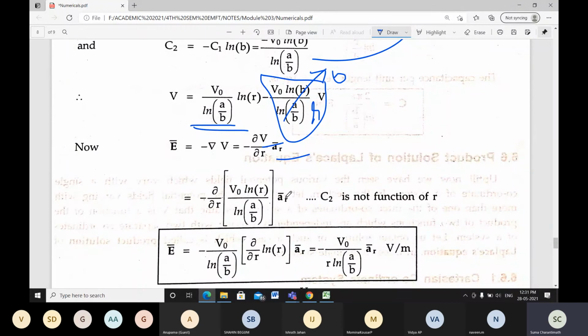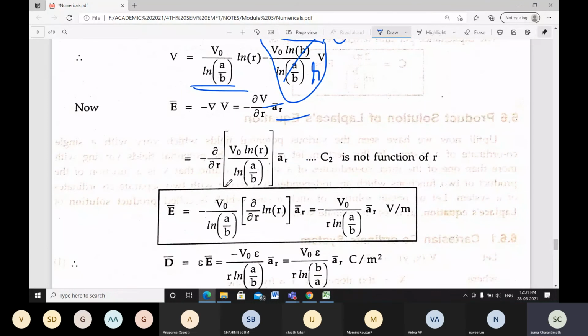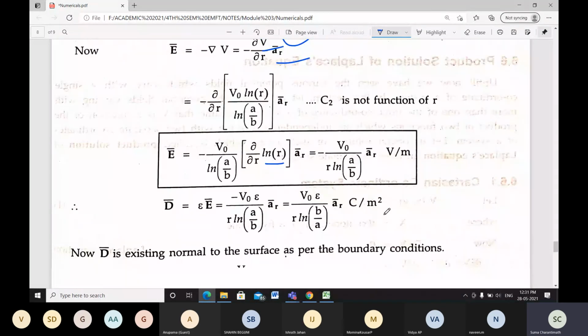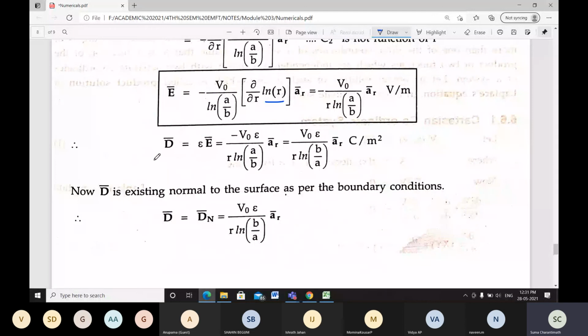Then differentiate here. V naught divided by ln(a/b) will be constant. When I differentiate ln r with respect to r, it gives 1 by r, so we get minus V naught divided by r ln(a/b) into a_r volts per meter. Then about our flux density, D is going to be epsilon times E.